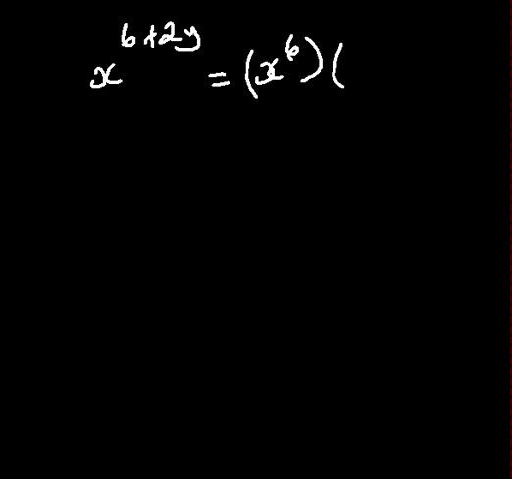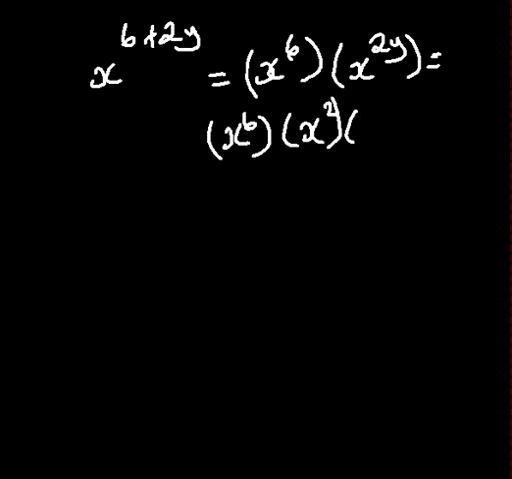Let's think of having this. Let's say we have x to the power 6 plus 2y. You should understand that this is the same as x to the power 6 times x to the power 2y. And also keep in mind that this is the same as x to the power 6 times x to the power y, all to the power 2. This is according to the laws of indices that we have recently discussed.